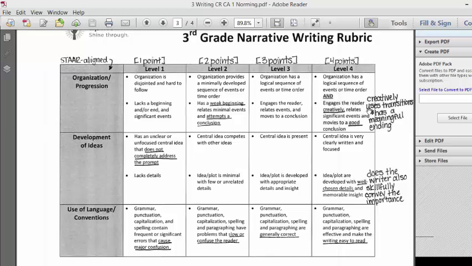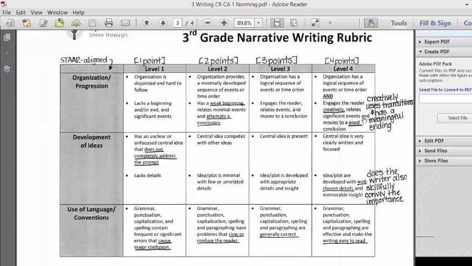A level 4 is where you can creatively see how they've used transitions. So for example, they might be using, instead of a word like then, they might say a word like suddenly, and that will really show you how they're being very creative in their word choice. It also has a meaningful ending. You can actually see that they put a lot of thought into it.